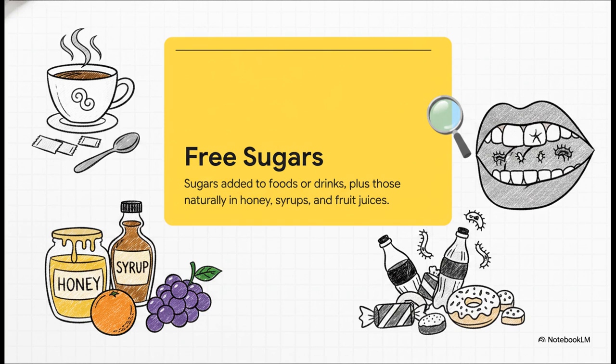Now, to stop that chain reaction, we have to point the finger at the main culprit. The WHO calls them free sugars. And sadly, no, that doesn't mean sugar that's handed out for free. It actually refers to all the sugars added to foods and drinks by manufacturers, cooks, or even us at home. Plus, it includes the sugars naturally present in honey, syrups, and fruit juices. Having a constantly high intake of these free sugars is basically like throwing gasoline on a fire. It just continuously fuels the very bacteria that are trying to destroy our enamel.